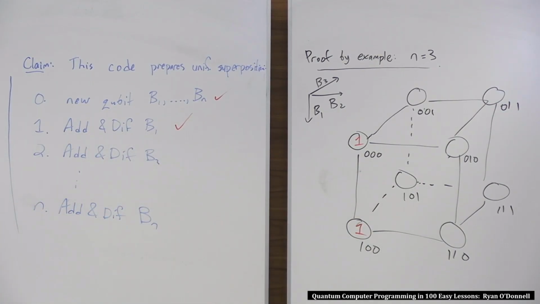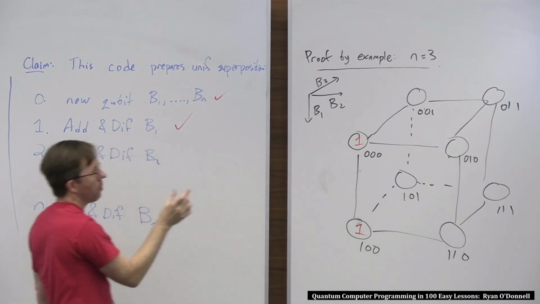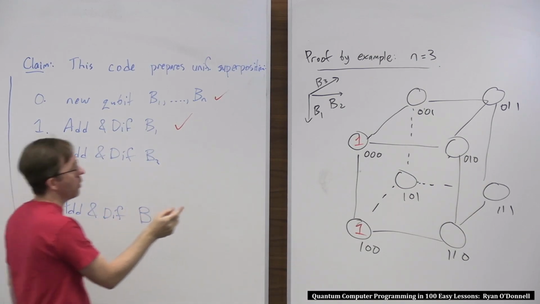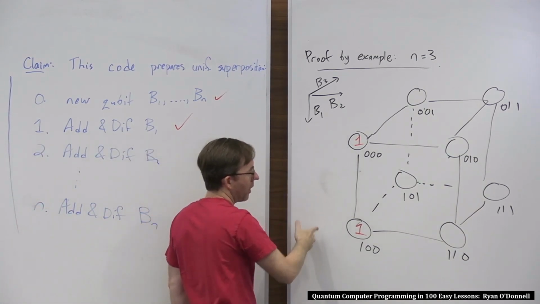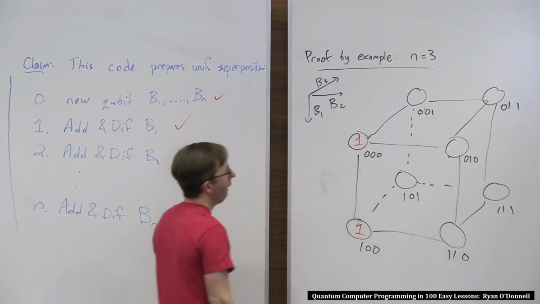Okay, now we're going to do add and diff on B2. It's the same operation in the B2 direction. So now we're pairing up all the vertices in the horizontal direction. We have these 4 horizontal edges. Same deal: the sum of the 2 amplitudes goes on the 0 side, which is the left side, and the difference of the amplitudes goes on the 1 side, which is the right side.